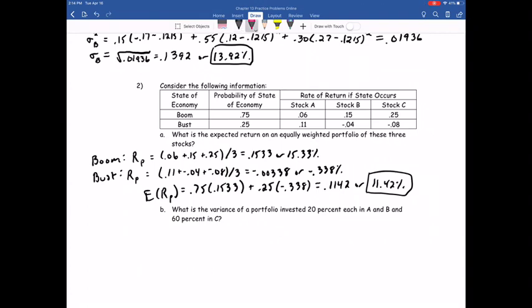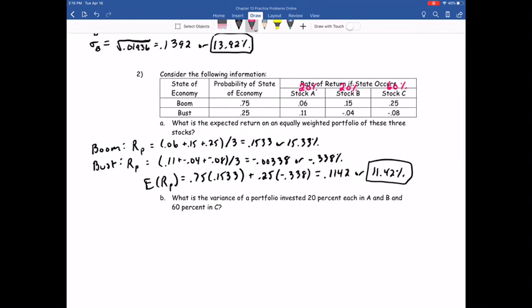So now we have something a little bit different for part B. We'll go ahead and start solving here in red. What is the variance of the portfolio if we invested 20% in stock A, 20% in stock B, and then 60% in stock C? Once again, we want to calculate the expected return of the portfolio overall, and then we can calculate variance. We need to know the expected return before we can solve for variance, just like we needed to know the average return before we could solve for variance in the previous chapter.